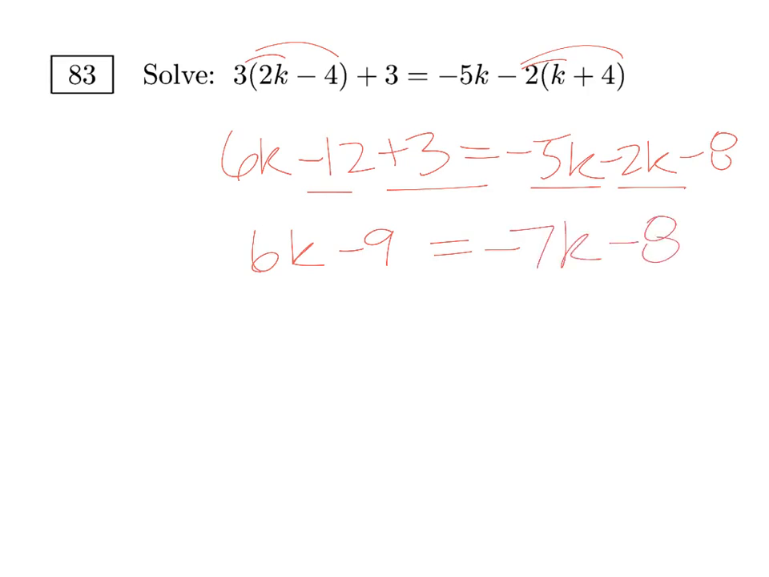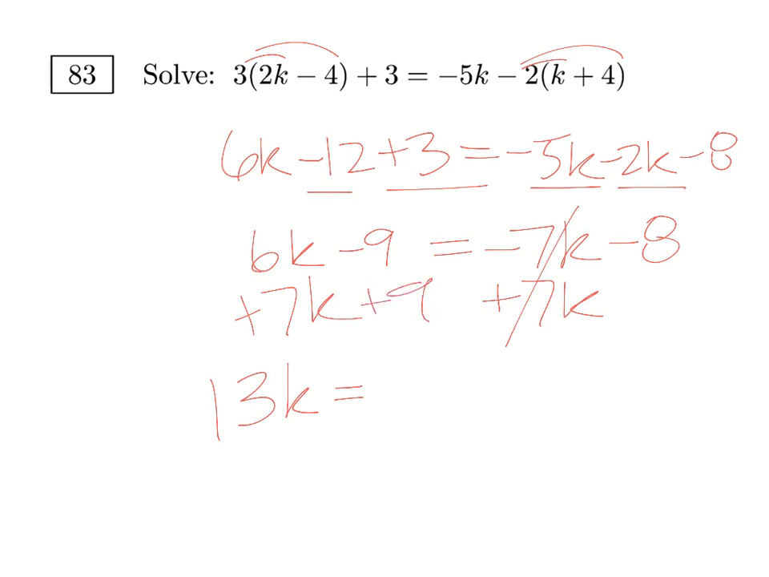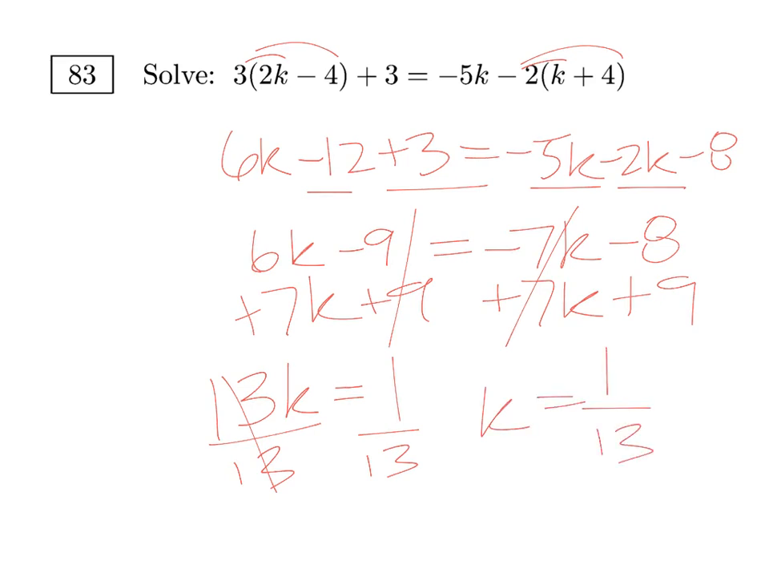Alright, so I add 7k to both sides. So I get 13k is equal to, if I add 9 here, alright, I normally like to write out each step, but I'm just going to condense it right now. That's 1, so I divide by 13, and k is equal to 1 over 13. Done, and on to the next.